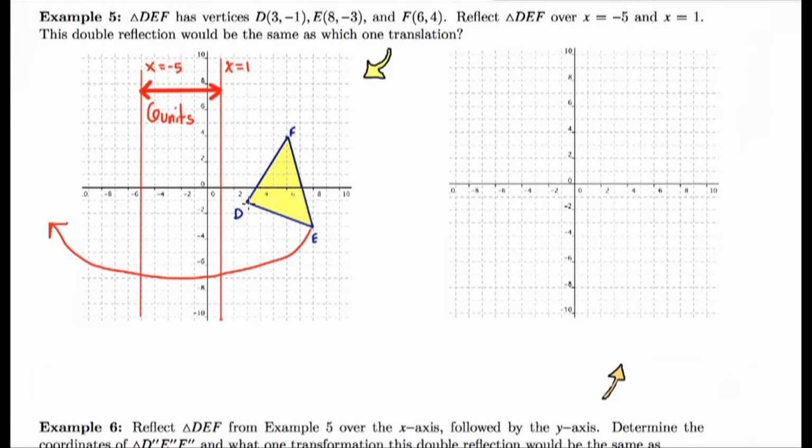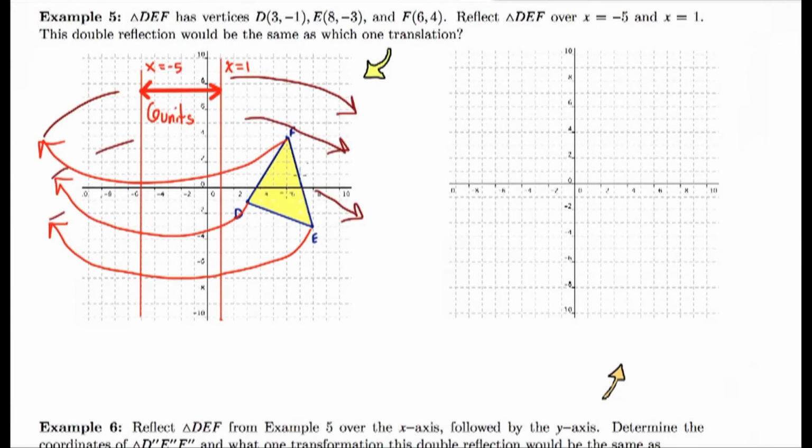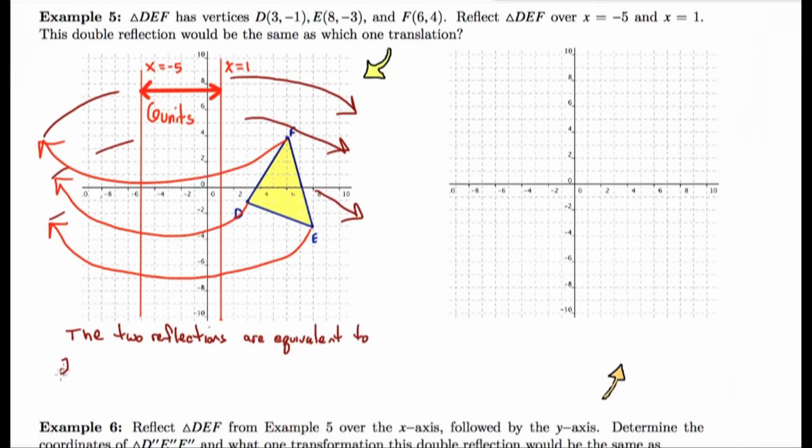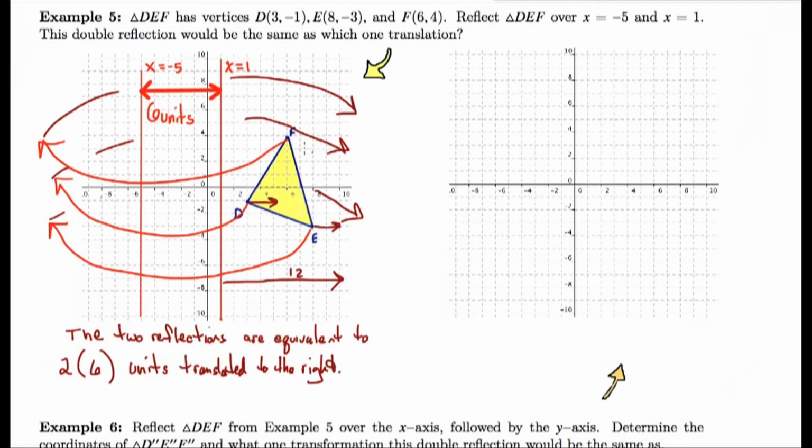So first we're going to reflect over x = -5. Here the red arrows are showing that reflection. And then we're going to reflect across x = 1. So the combination of the two reflections will be equivalent to a translation of 2 times 6 units to the right. So 2 times 6 because that's the difference in the two vertical line reflections.